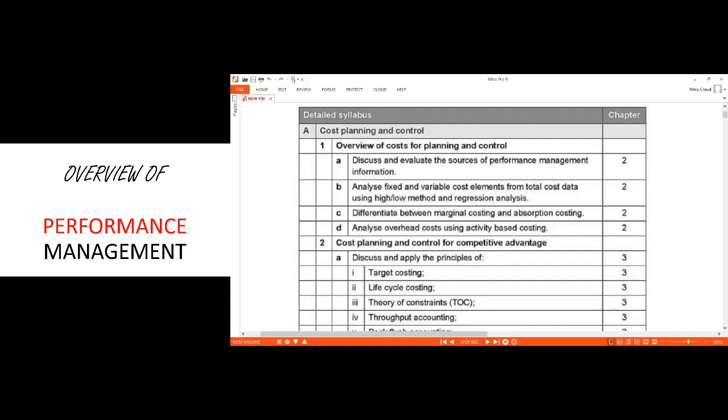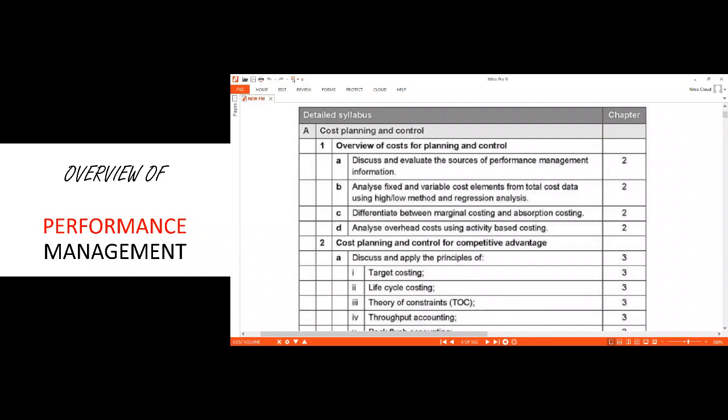So we'll be discussing and evaluating the sources of performance information within the organization and outside the organization. Then we take a look at and analyze fixed and variable costs and its elements. Then we move on to differentiate between marginal costing and absorption costing. Then we analyze overhead costs using activity-based costing.